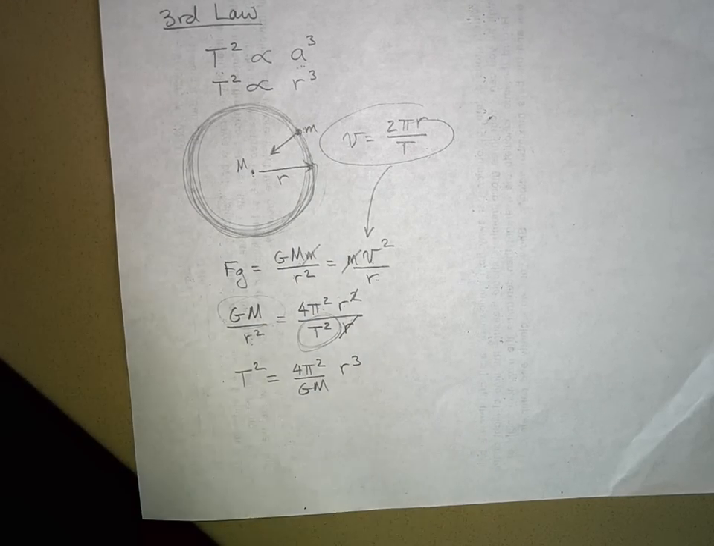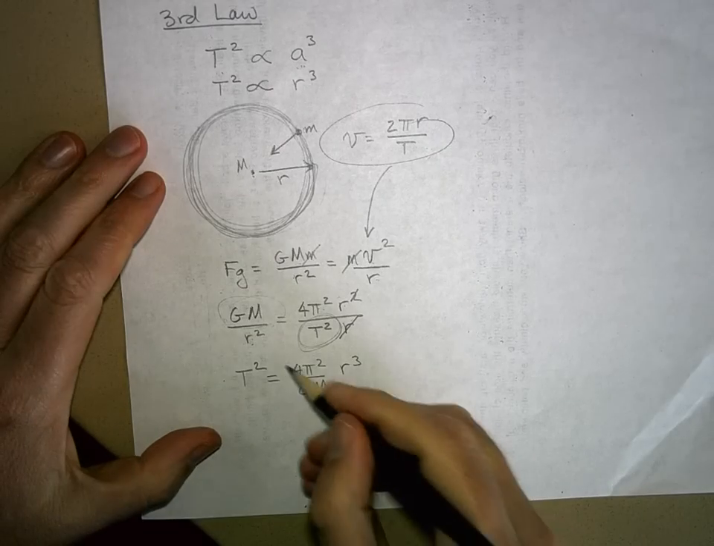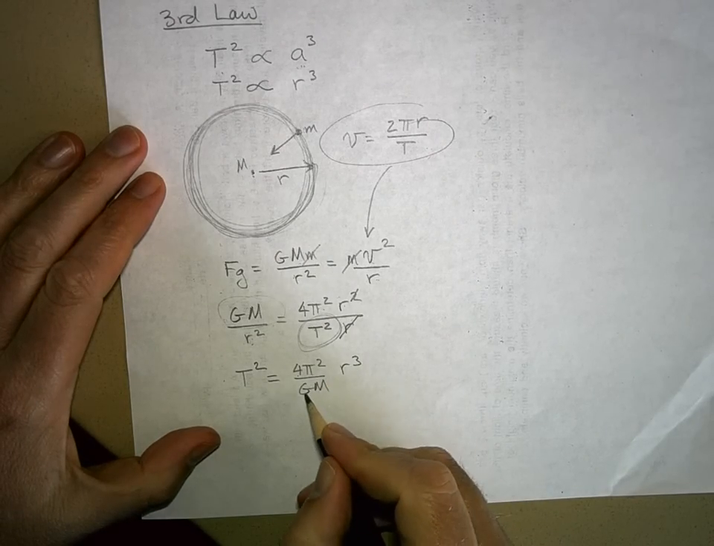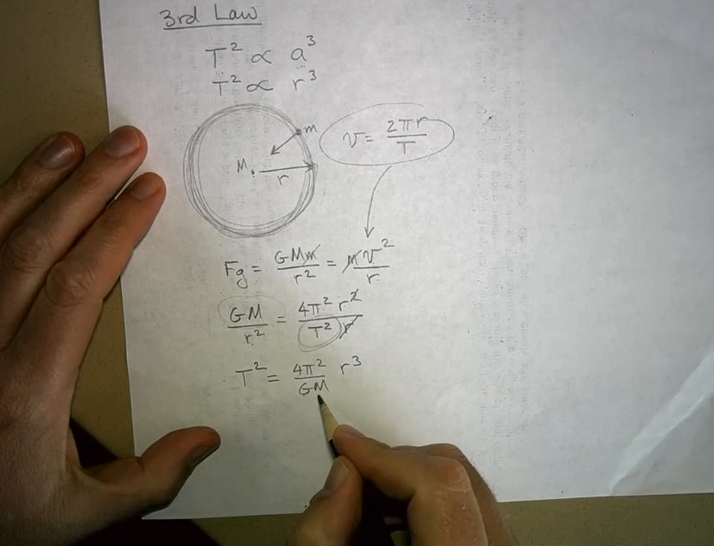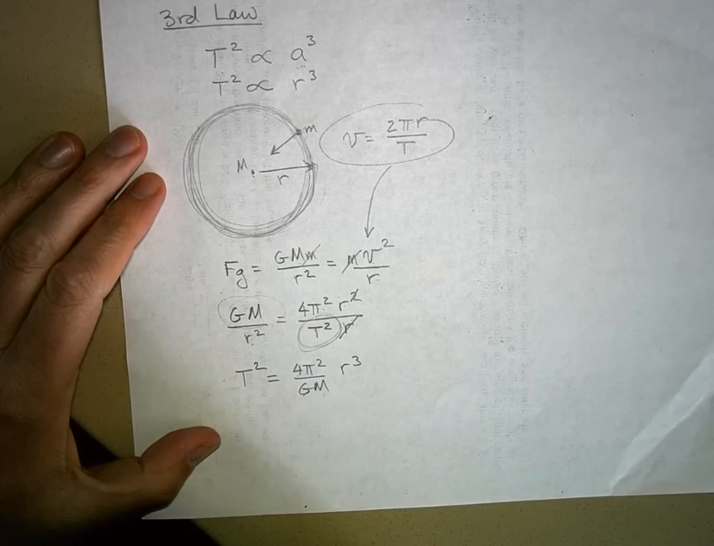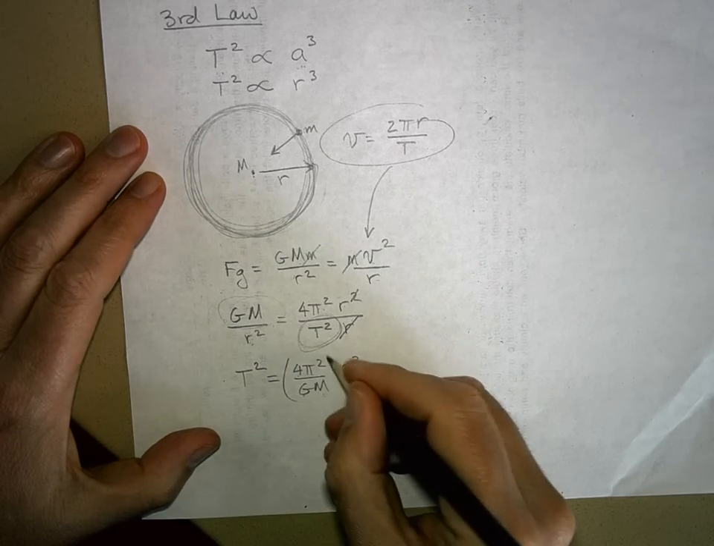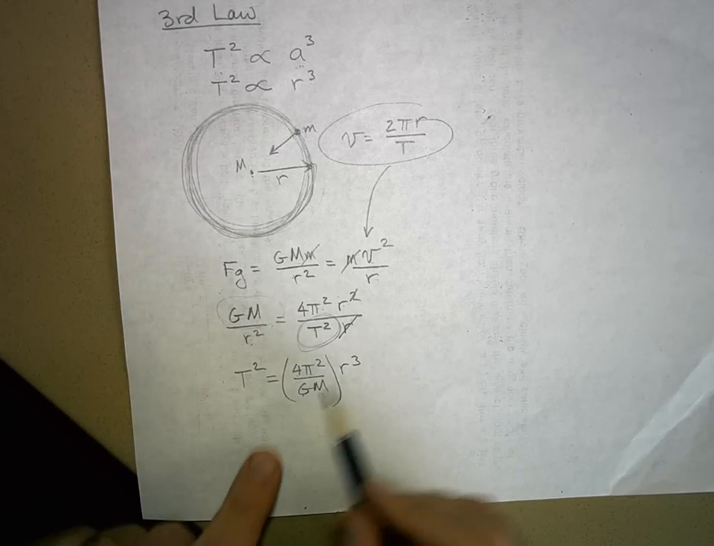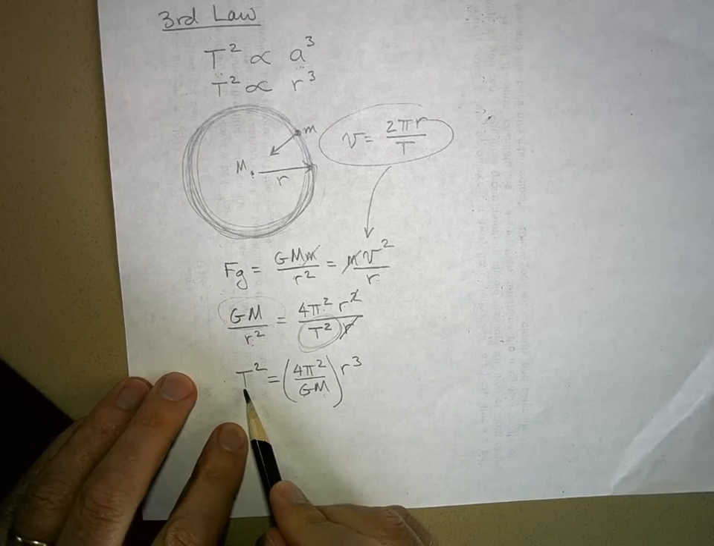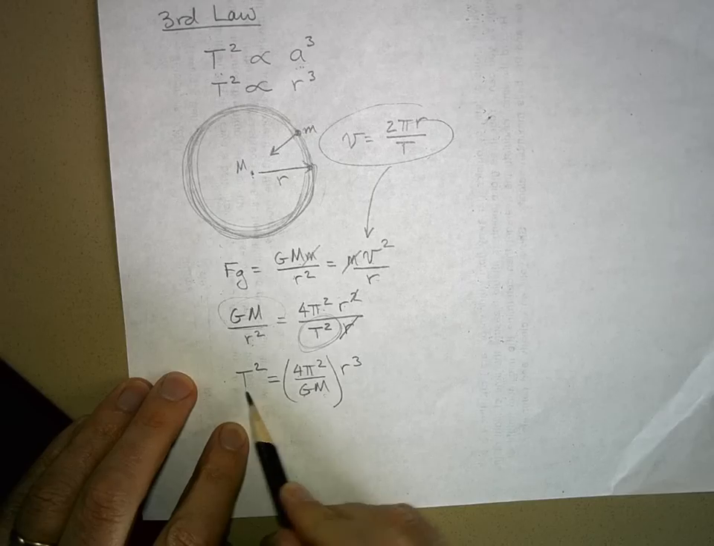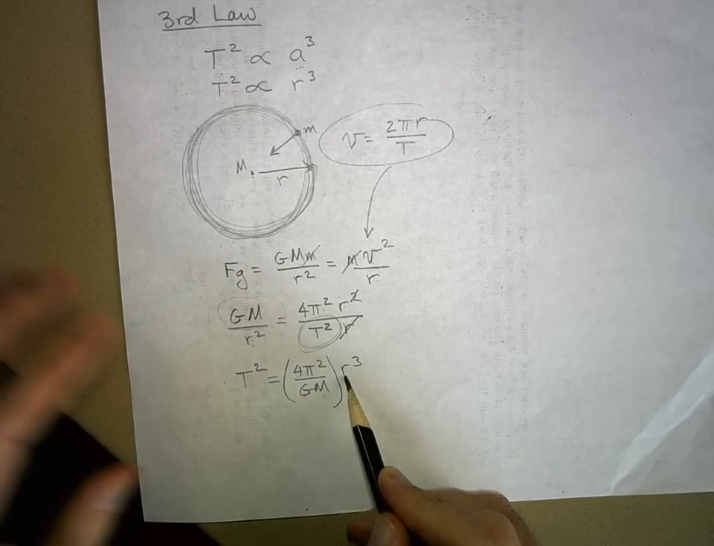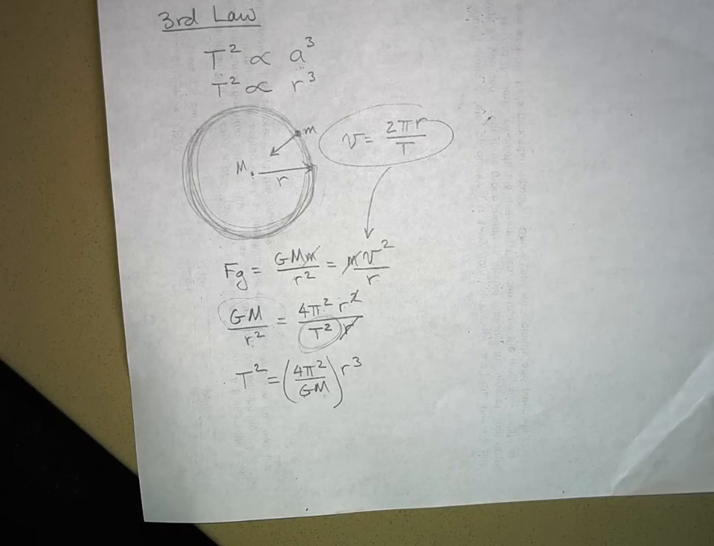I've done it. I have shown that Kepler's third law is true for circular orbits. Because look, 4 and pi squared, and G, the gravitational constant, and M, the mass of the sun, are all constants. So that means that the period of my orbit squared is directly proportional to the radius of my orbit cubed. We did it! Kepler's 3 laws.